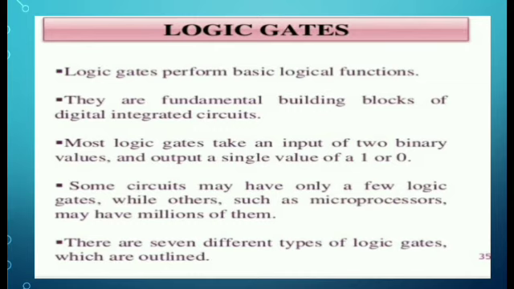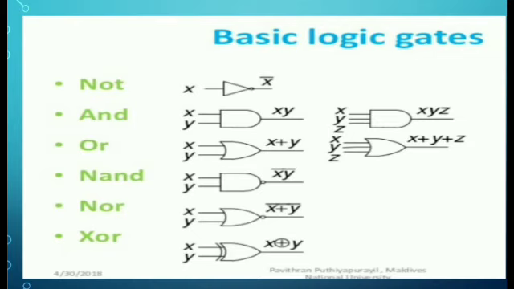Now just see these logic gates. The first of the basic logic gates is the NOT gate. This is the symbol. I'll explain the gates and their functions later. Now you should know the types of gates. The basic logic gates are NOT gate, AND gate, OR gate, NAND gate, NOR gate, XOR gate. XOR gate means exclusive gate.